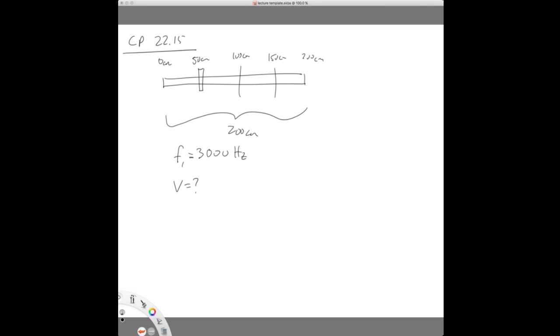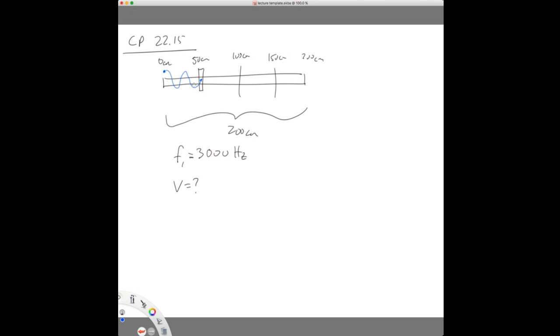And the ends are free. So it must have antinodes at both ends. So if I have an antinode at the end and a node here, there's a lot of different patterns. It could kind of do something like that. That would be a very small wavelength and a high frequency.